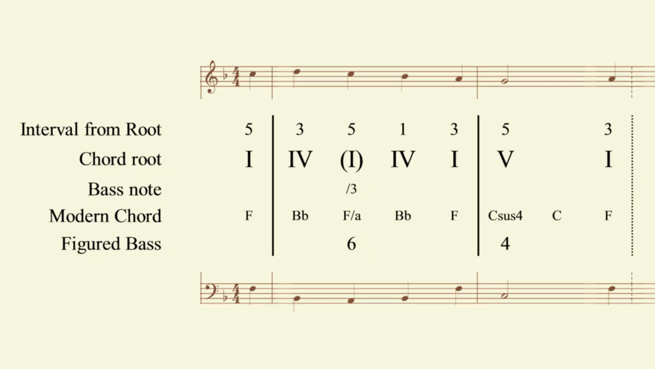Then for a little bit of extra information, I have the bass note. So I've included the bass note, but I've written it as relative to the root note of the chord. So G/B would be written /3 because B is the third. I've also written the name of the chord in the typical modern chord style. And finally, for reference, I've written how the chord would have been written in figured bass during the Baroque.